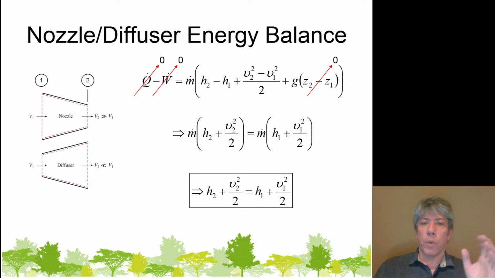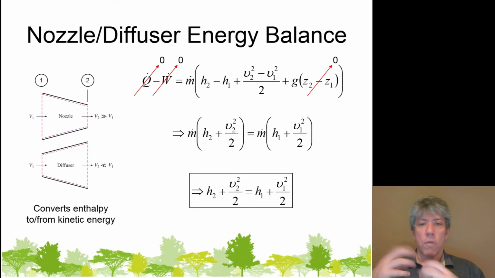Now, at this point, what you should do is go to your book, to chapter 4, and find where your author talks about nozzles and diffusers, and probably highlight this equation, or maybe in the back of the chapter in the summary you might write down this equation for nozzles and diffusers. That way it's really easy to find, because this is our governing equation for nozzles and diffusers. And what it really says is that nozzles and diffusers convert enthalpy to or from kinetic energy.